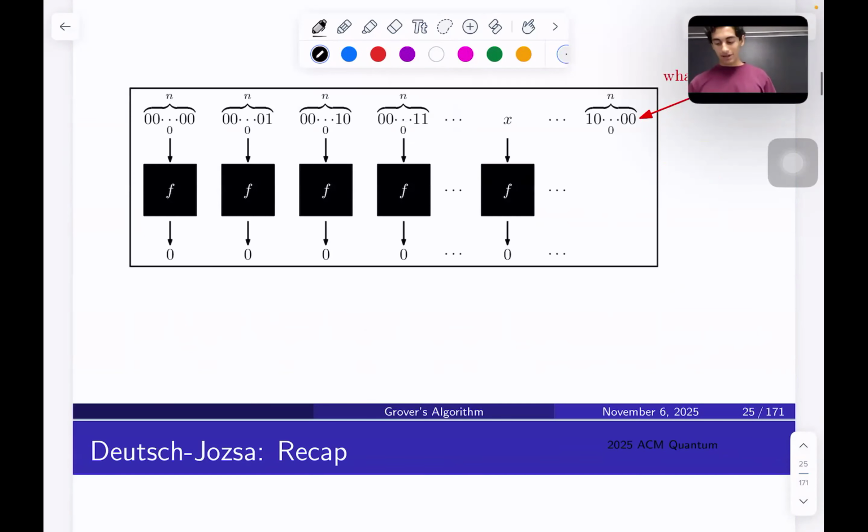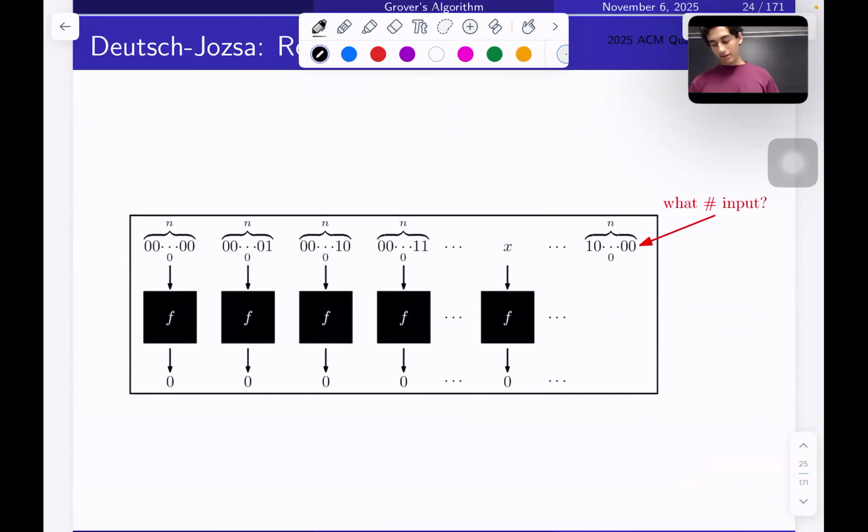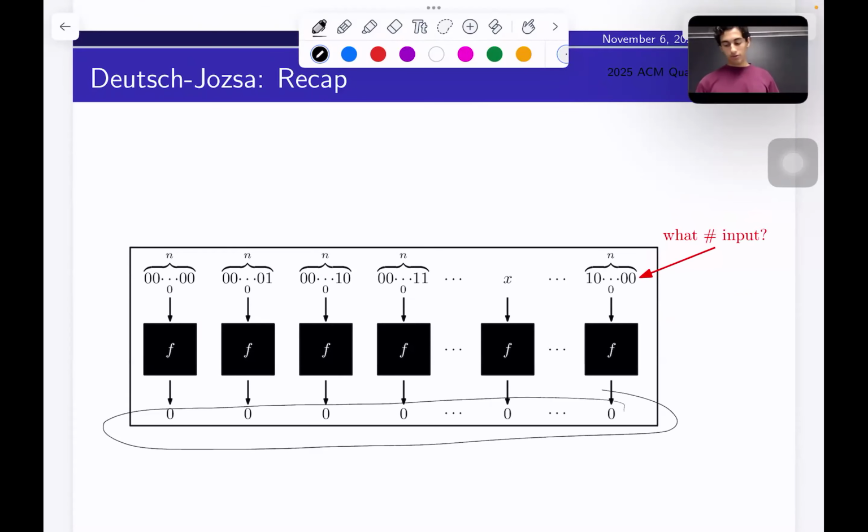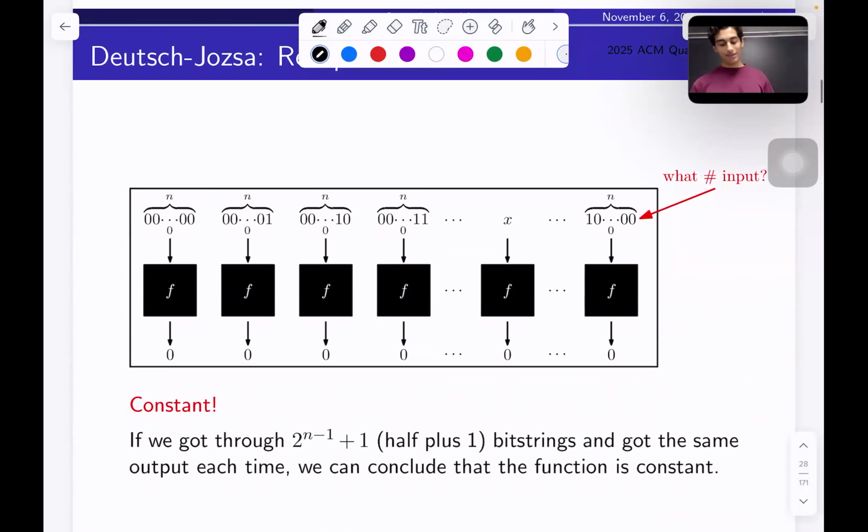Let's say you keep reading zeros, and then you come to the input that is exactly one more than half, so 2 to the n minus 1, plus 1. If you read another zero from that, so you've read all zeros for more than half of the possible inputs, then you know immediately that f is constant. Because if it were balanced, exactly half of the outputs would be zero or one. Does that make sense?